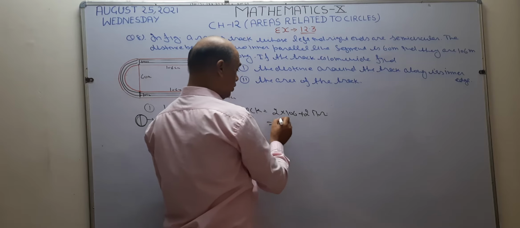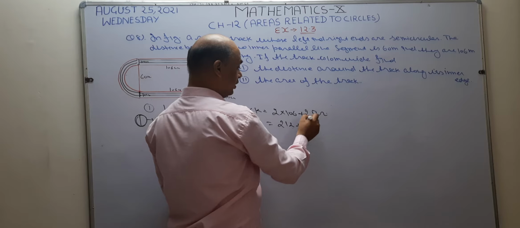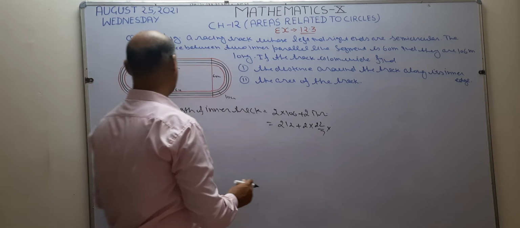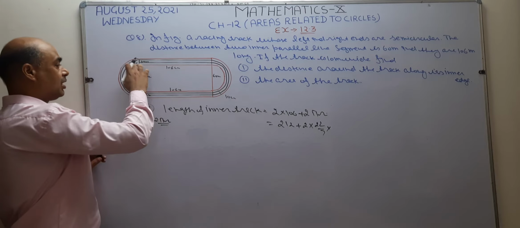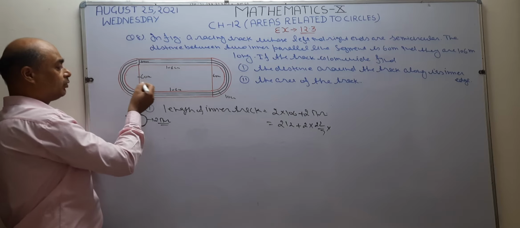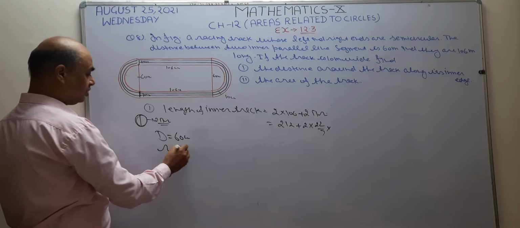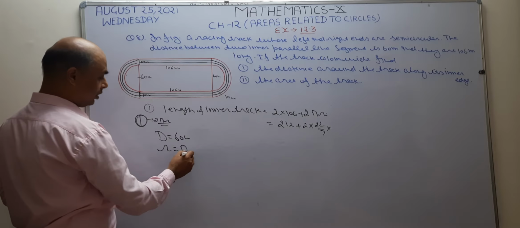Now this becomes 212. 2 is going to remain the same. The value of pi is 22 by 7. What is the radius? As you know, this is the diameter of the smallest circle. So if the diameter is 60 meter, then the radius is half of the diameter.